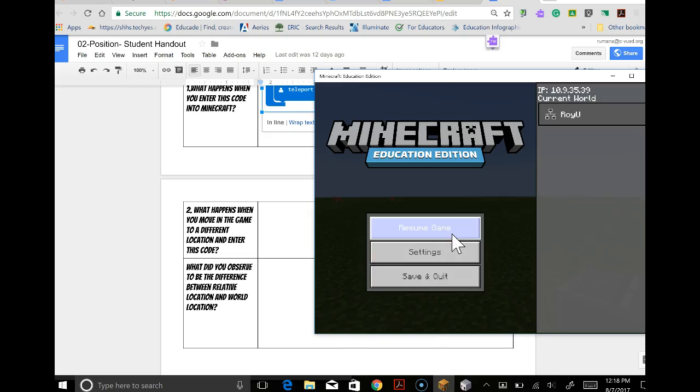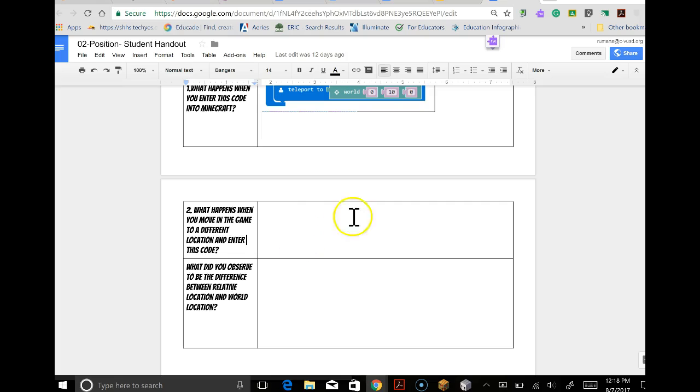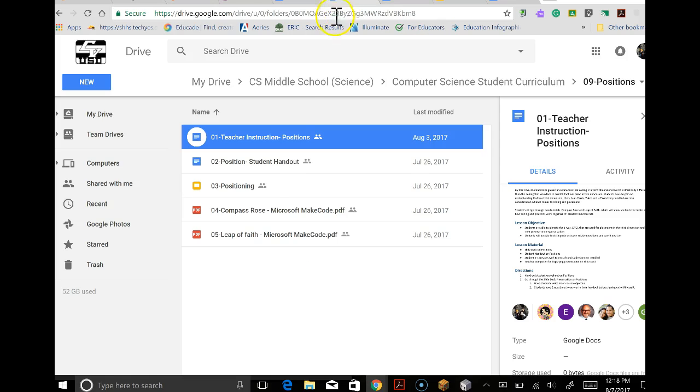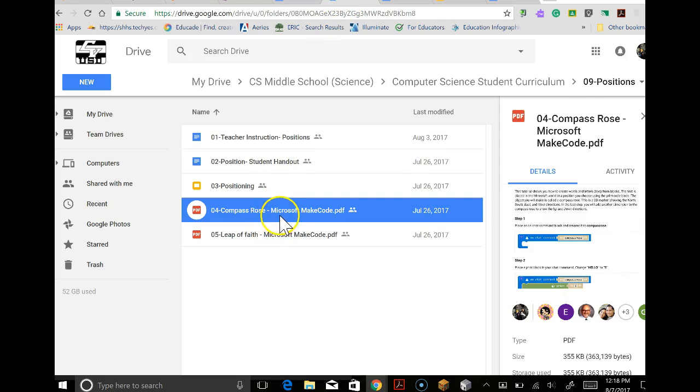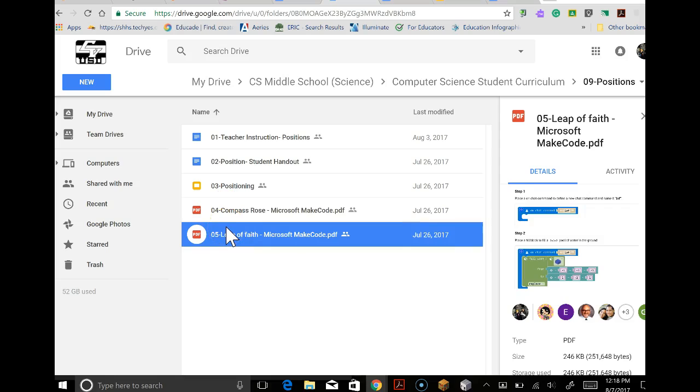The kids will actually be instructed to go through a tutorial. They can select 2 different tutorial worlds in this one. One is make compass rose, and the other one is leap of faith. Both of these use positions in the actual tutorial, and students can use this to learn more about positions in the game versus relative positions. But what's most important is introducing the new Z-axis and how that's used in the actual coding positions.